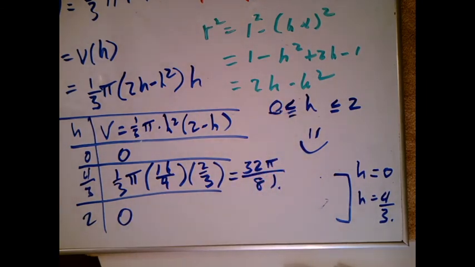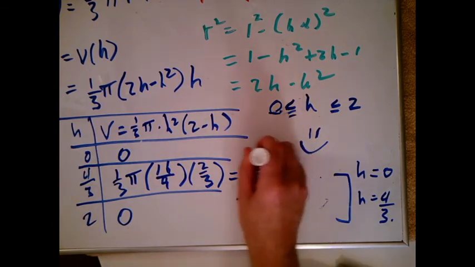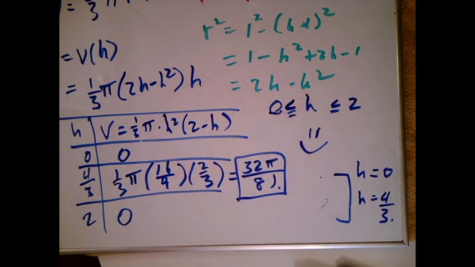Now, why am I happy about having that closed interval? I'm guaranteed that one of these is the smallest volume and one of these is the largest volume. Well, that makes this automatically the largest volume, and it happens when h equals 4/3. If they ask for r, we'll have to solve for r, but we're done for now. I think you get the idea.